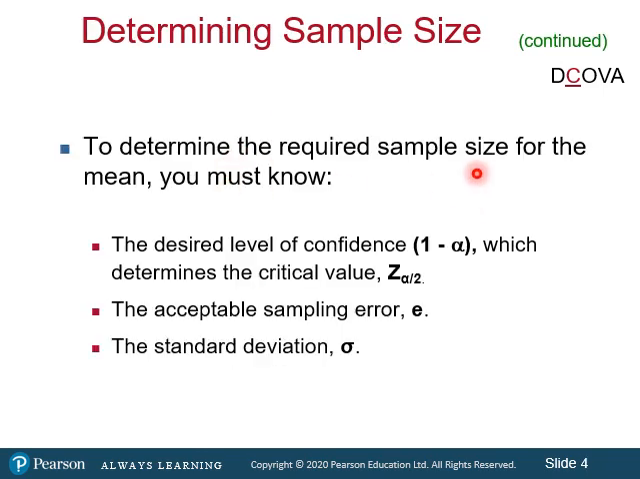So to calculate required sample sizes for mean, you must know first your level of confidence, which is given by 1 minus alpha, which will also determine the critical value of z alpha divided by 2. The acceptable sampling error, which is your E, and the standard deviation, which is your sigma.